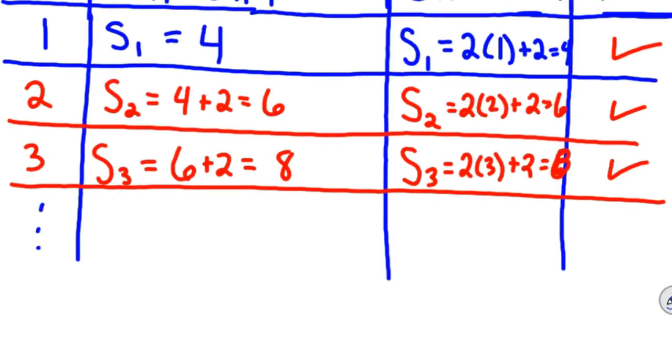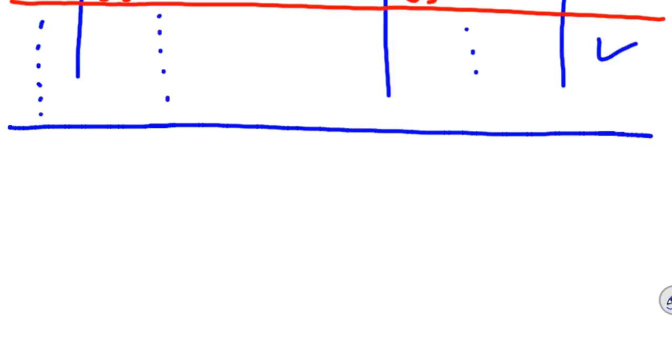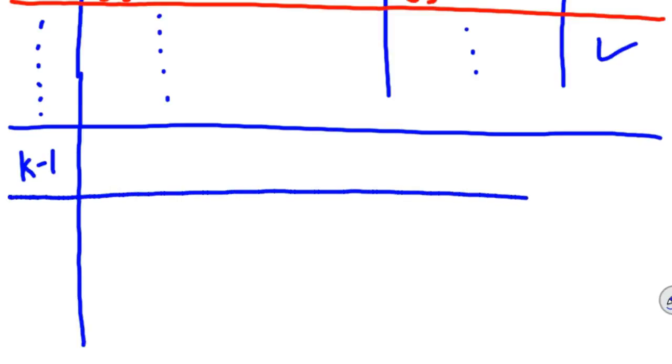We can show this all the way. These will be true all the way down. We could keep showing it and keep showing it and keep showing it. We'd eventually get sick of doing it, and it wouldn't prove anything. So what we do instead is we go all the way down to the k minus 1 term. So we'll look at that information.